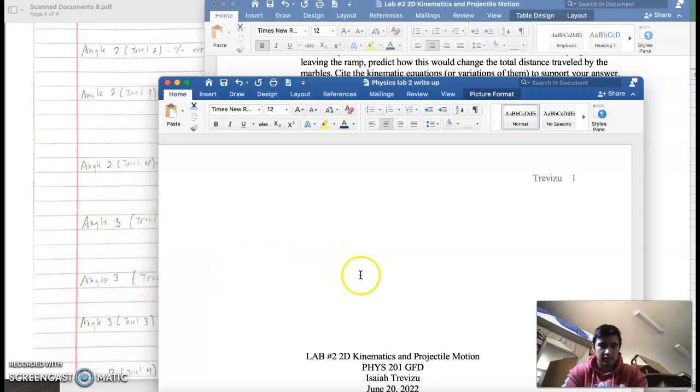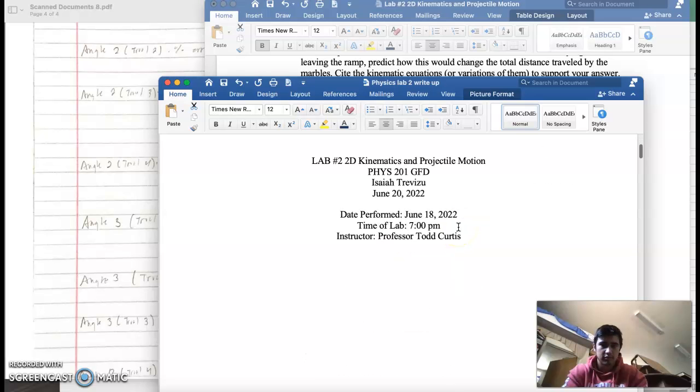Alright, so this is my lab write-up for kinematics of projectile motion, lab 2.